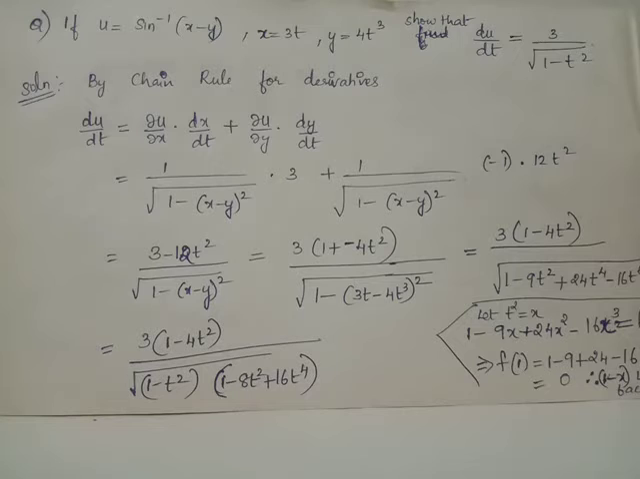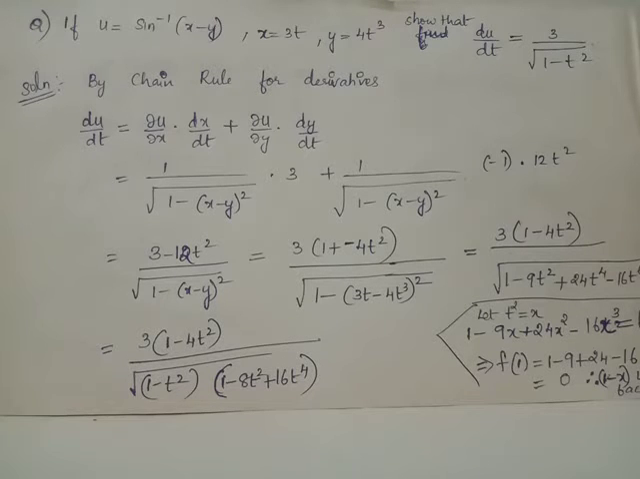We have dx by dt equals the derivative of 3t with respect to t, which is 3. We have dy by dt equals the derivative of 4t cube with respect to t, which is 4 into 3 into t raised to 3 minus 1, which is obtained as 12t square.